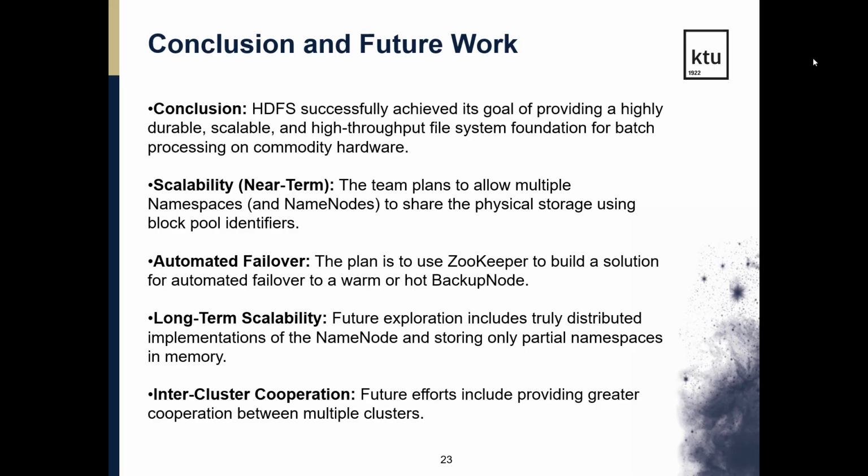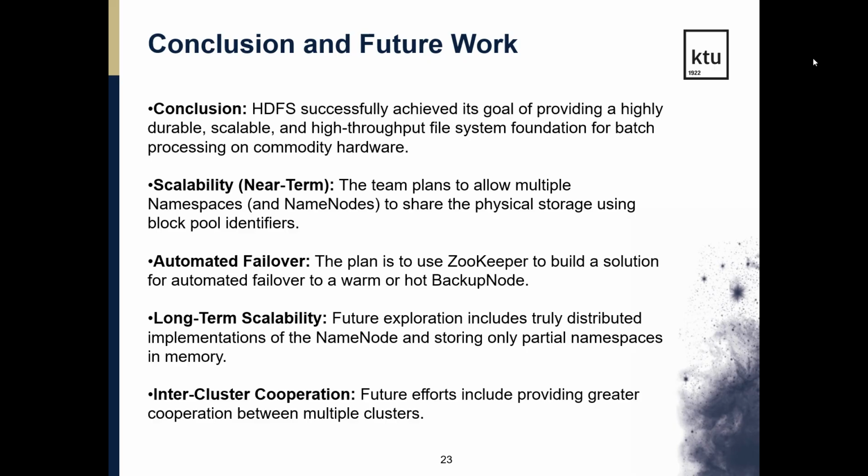Now, conclusion and future work. Conclusion: HDFS successfully achieved its goal of providing a highly durable, scalable, and high-throughput, fault-tolerant file system foundation for batch processing on commodity hardware. So it basically does its work, but it still has some issues which we need to solve. The scalability: the team plans to allow multiple NameNodes to share physical storage using block pool identifiers, so that even if one fails, there's another there.